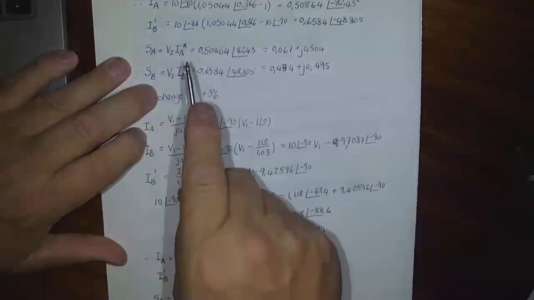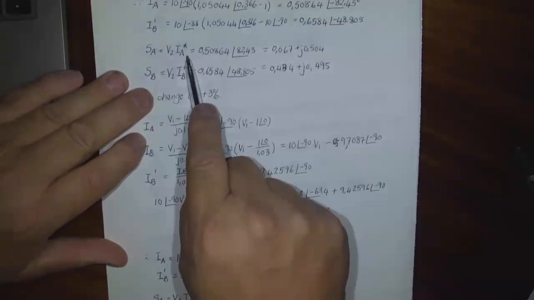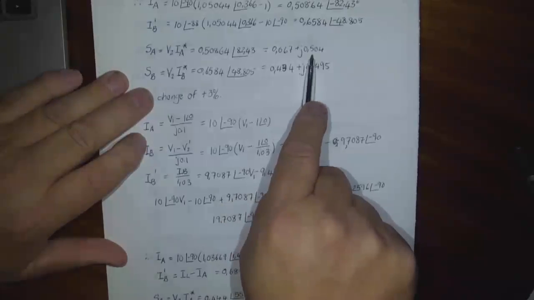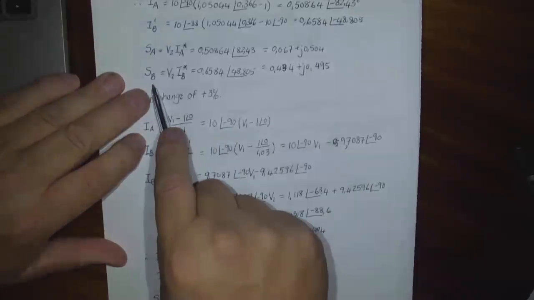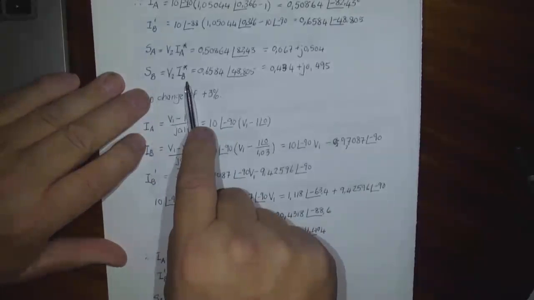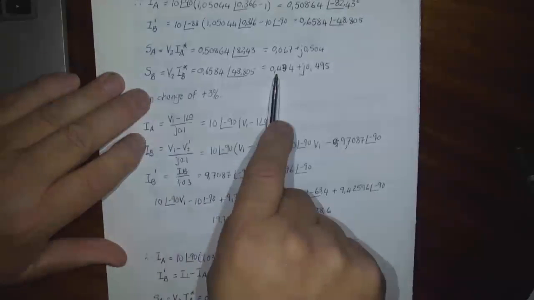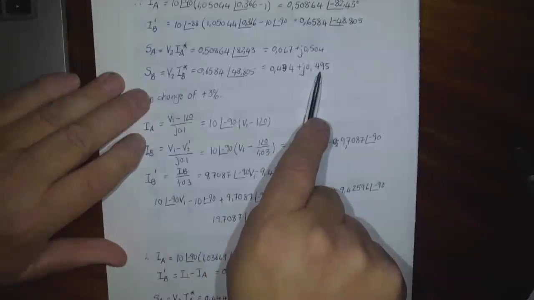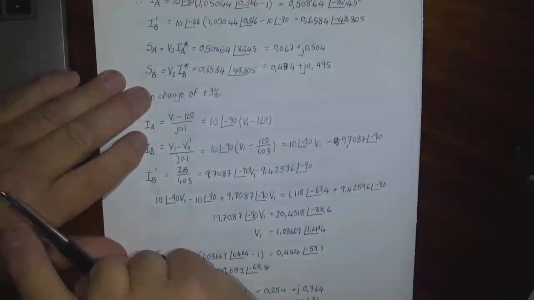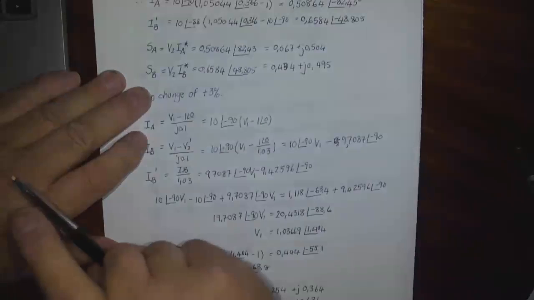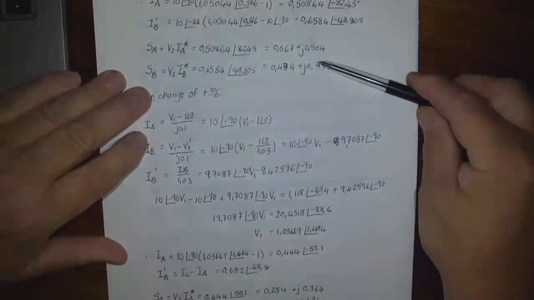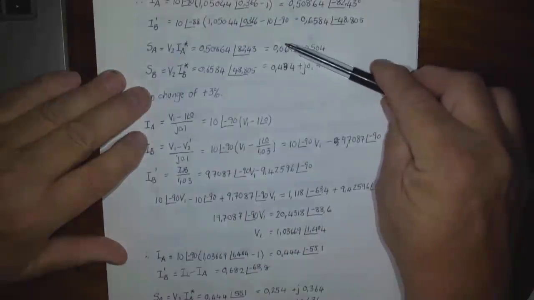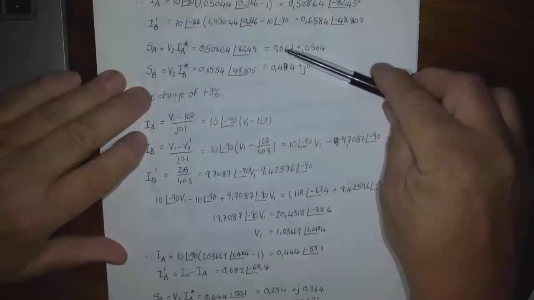Okay. So SA is V2 times IA conjugate. That gives us 0.067 plus J0.504. SB is V2 times IB dash. That gives us 0.434 plus J0.495. So you can see that the reactive power didn't change much, but the big change was between these two.